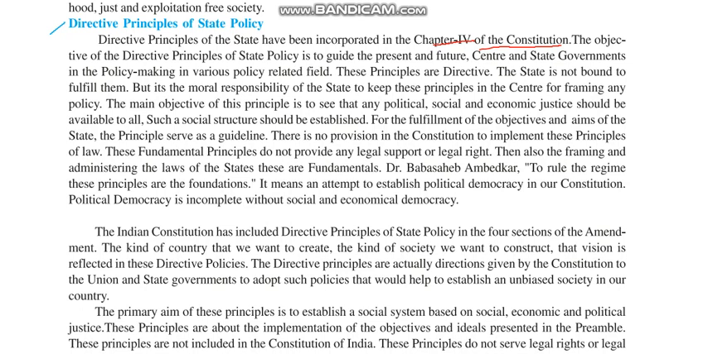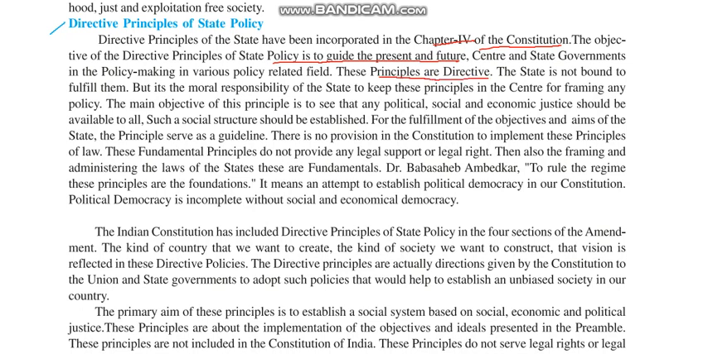The objective of directive principles of state policy is to guide the present and the future. What is the main objective? It is to guide the present and the future, to tell the government, to tell the state how to work. The main objective is to tell what can be the ideal way for the Center and the state government to work. In policy making, in various policies related to the field, these principles are directive. This is a very important line.